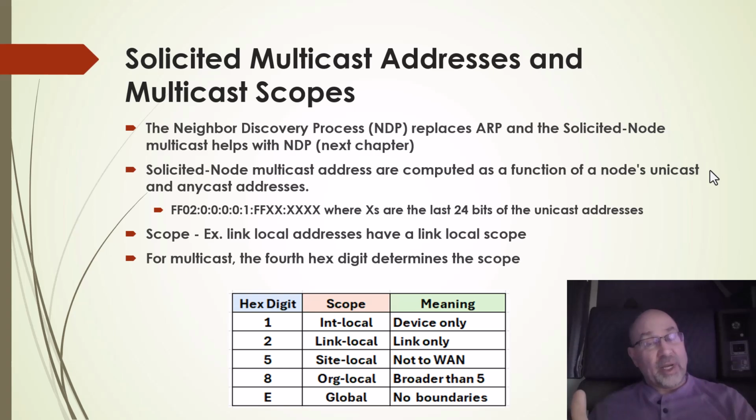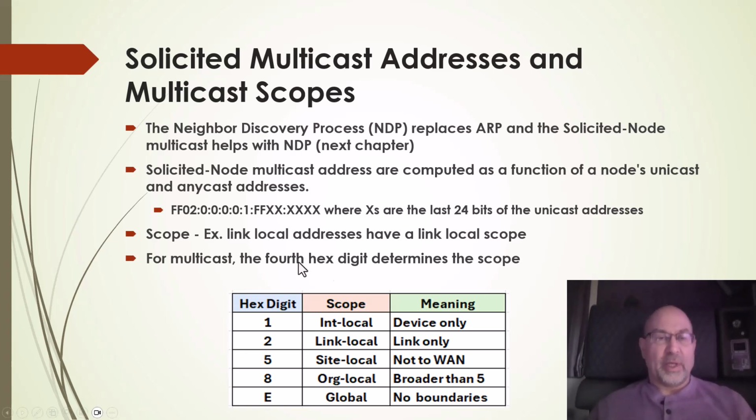So I've already mentioned the neighbor discovery process, again, next chapter, but it replaces ARP, right? When you want to build a frame for somebody, you need to discover the MAC address. ARP is how we do it in IPv4, but it's not how we do it in IPv6. So the solicited node multicast address helps with that particular process. Now, the solicited node multicast addresses are identified by a particular pattern. On one side, they begin just like any other multicast address, but there's a unique identifier that is tied to the node's unicast address.